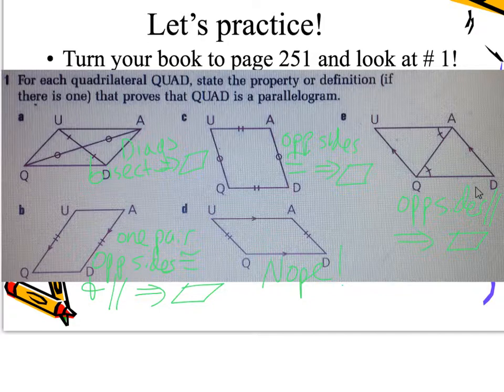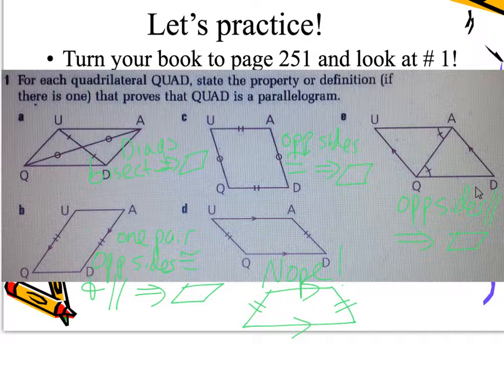D, nope. One pair of opposite sides is congruent. The other pair are parallel. That is not necessarily a parallelogram. It could be an isosceles trapezoid, which we haven't gotten into yet. I could have those two parallel and these two congruent. I have the same information given there, but it's a totally different quadrilateral. So we can't say for sure that it would be a parallelogram.